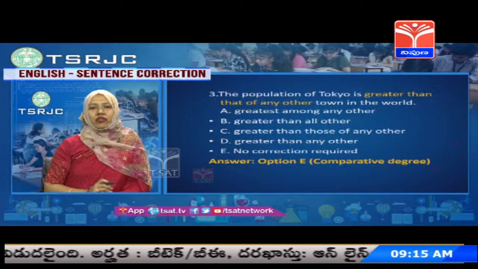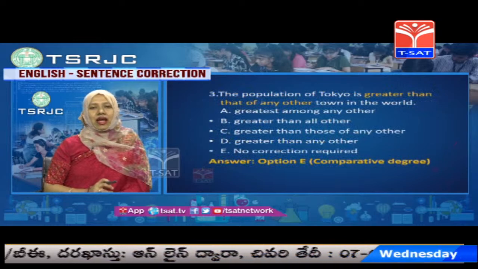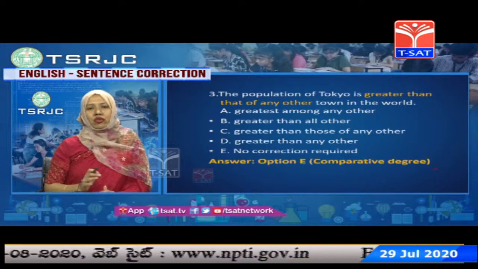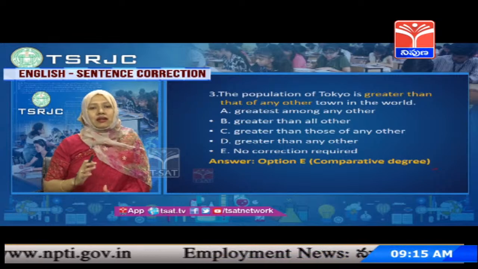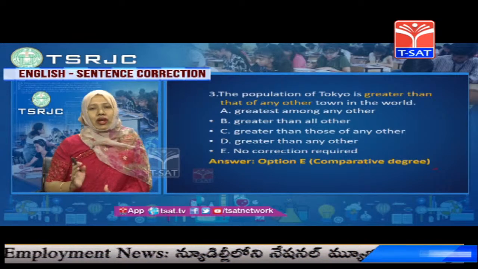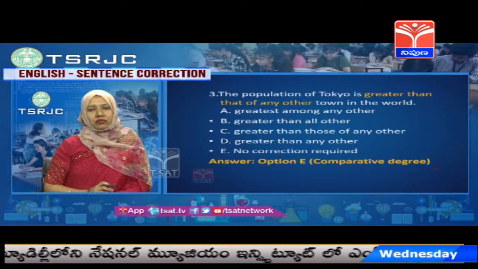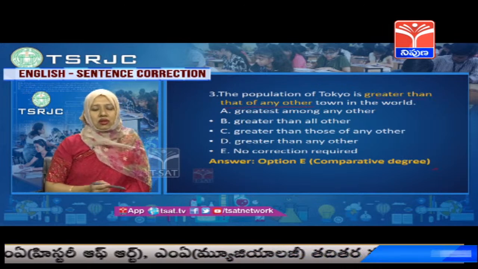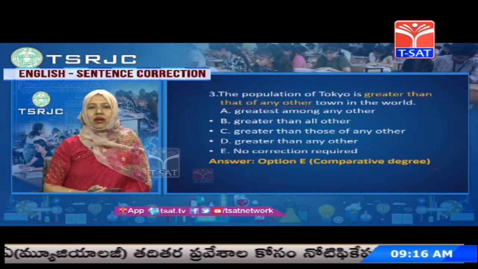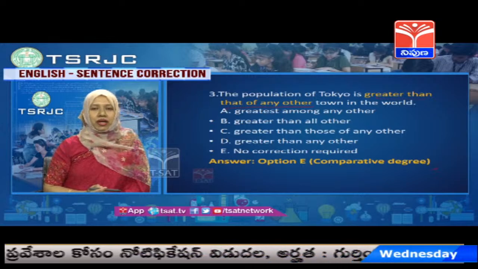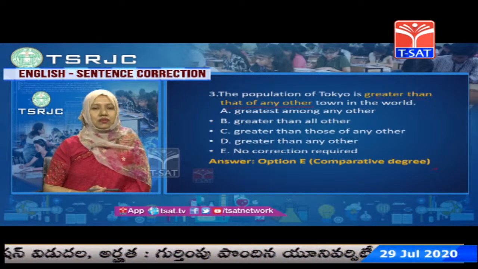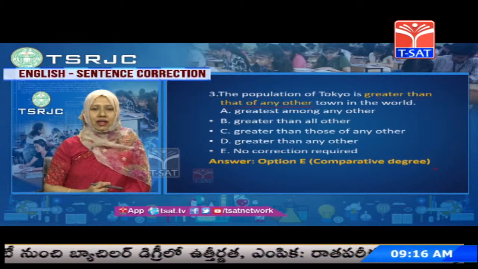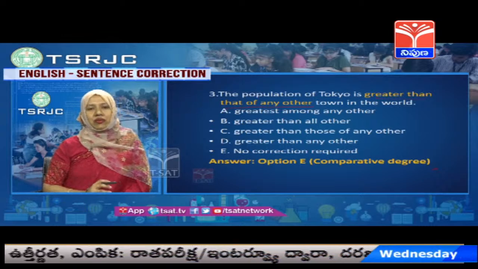The population of Tokyo is greater than that of any other town in the world. Now, greater than is given here, that of any other town. What are the options? Let us see. A, greatest among any other. B, greater than all other. C, greater than those of any other. D, greater than any other. Or E, no correction required.